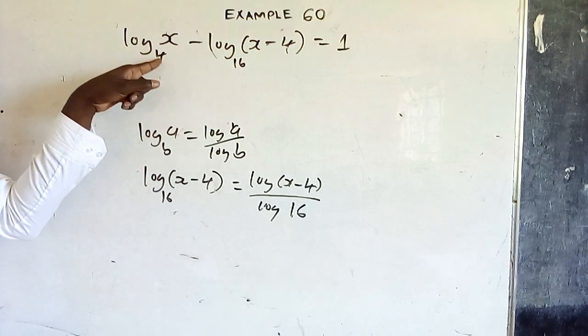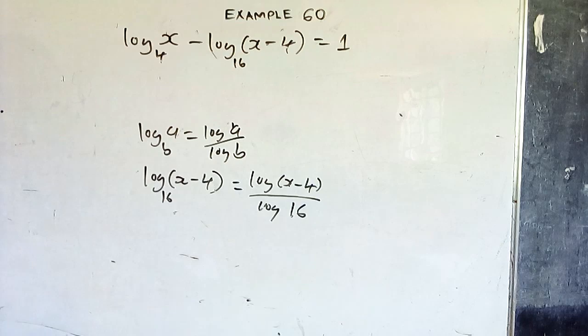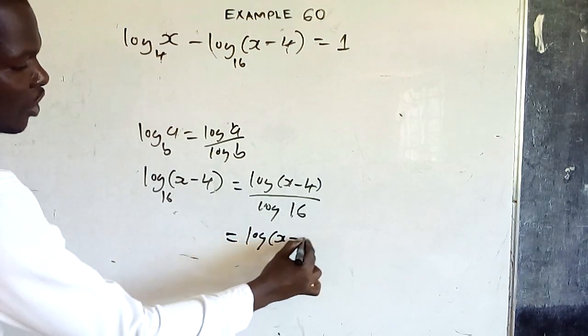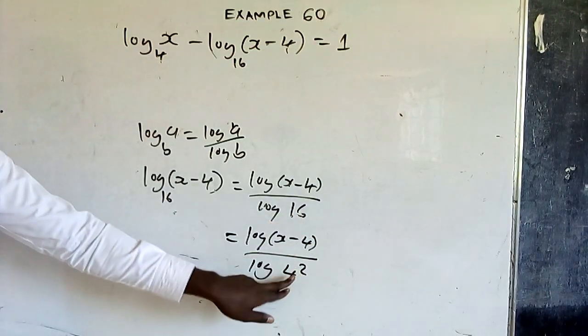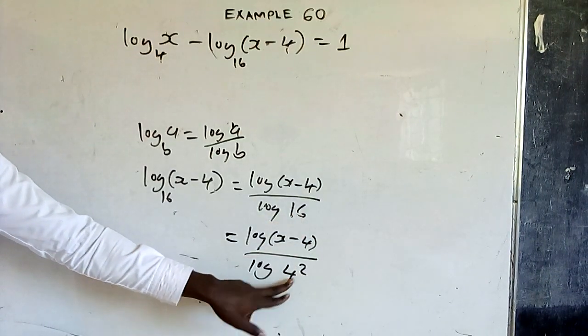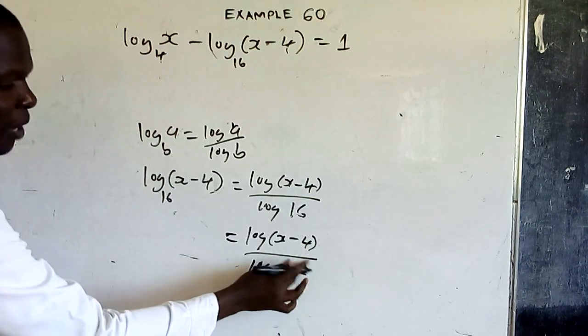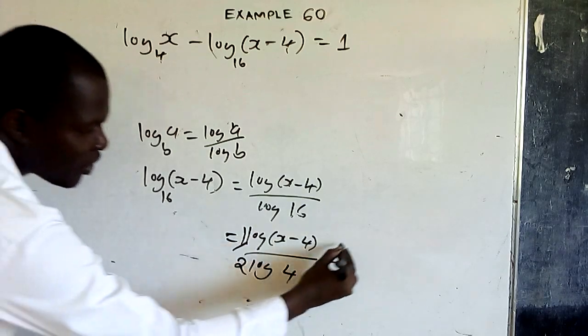So here we have base 4, meaning here we need to get 4. So you know 16 is the same as what? Here is log (x minus 4), and 16 is the same as 4 squared. So this power 2 becomes the coefficient, so that we now have 1 over 2.